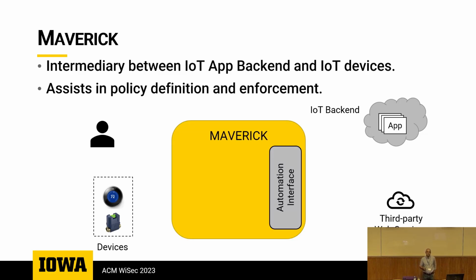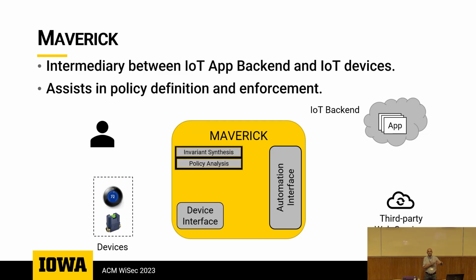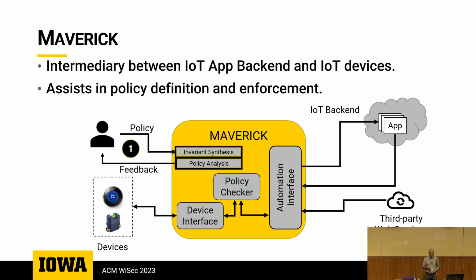There is an automation interface that it uses to talk to the different automation services. Then it has the device interface with which it talks with the different devices. And there is an aspect of policy authoring, which is the invariant synthesis and policy analysis. I'll talk about it briefly in a bit. And then you have the policy checker. The user can interact with the invariant synthesis and policy analysis engine to write policies, and then you can install them in the policy checker, and the policy checker will check and do any corrective action.